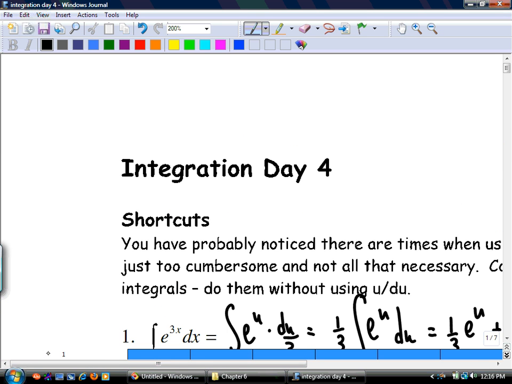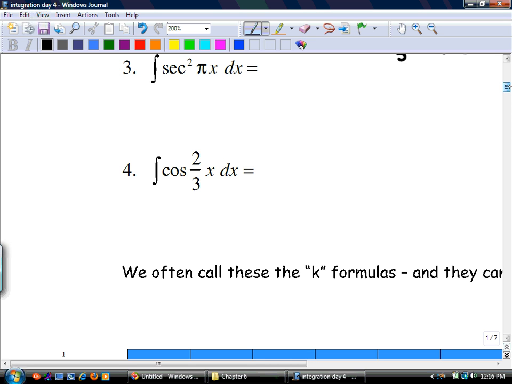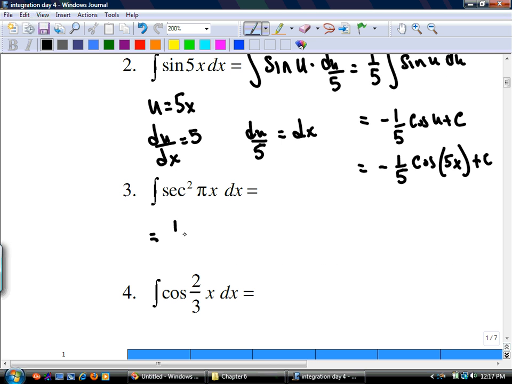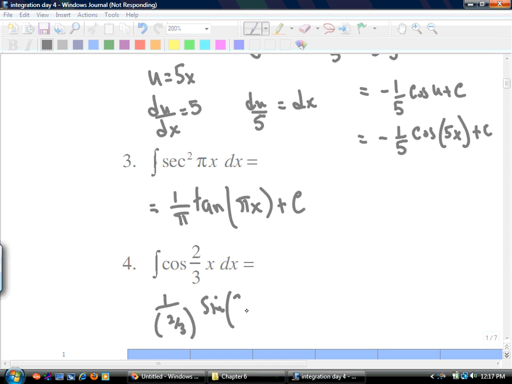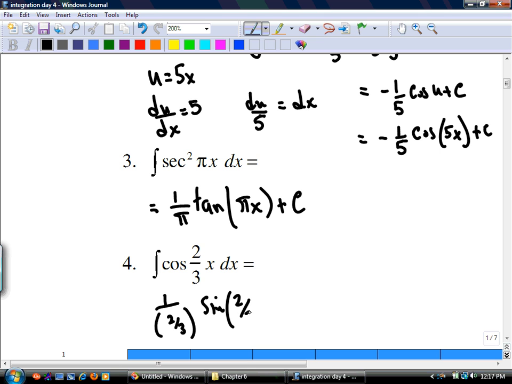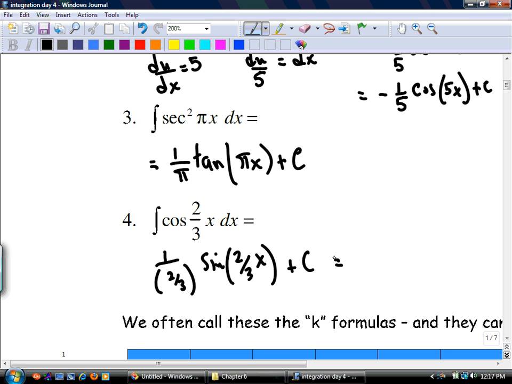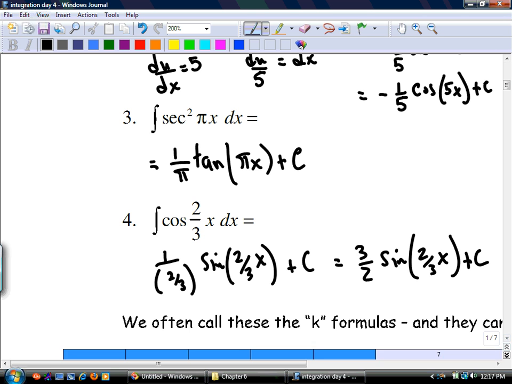So if we go back to the previous page, were there any there that we didn't do? So this one's going to be 1 over pi tan pi x plus c. Uh, 1 over 2/3 sine 2/3 x plus c. Now, do we write it as 1 over 2/3? No, we write it as 3/2 sine 2/3 x plus c.